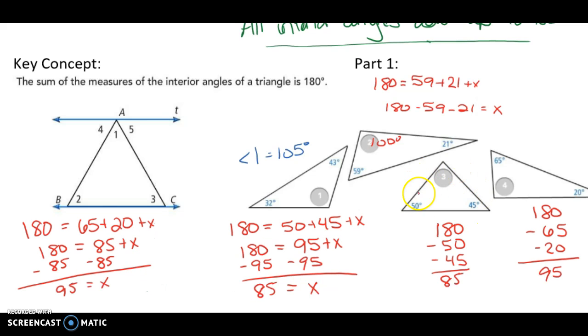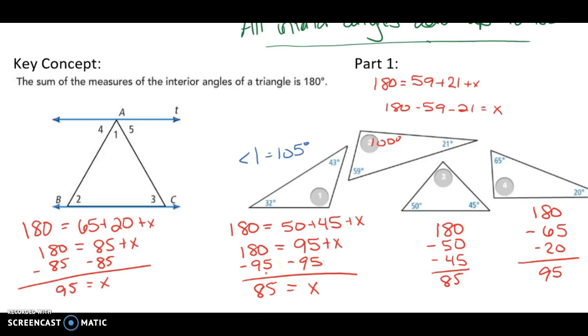Okay, so here's the work for 3. I did 180 minus the 50 minus the 45 and got 85. Or you could have set it up this way. The 180 equals the 50 plus the 45 plus the x. Together, 50 and 45 is going to be 95. So then I have 95 plus the other angle is going to be 180. Subtract out the 95 from both sides so that it'll cancel. We get x equals 85.